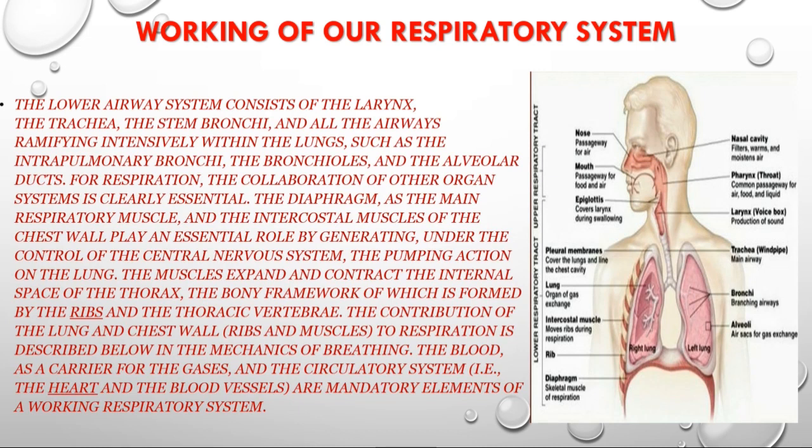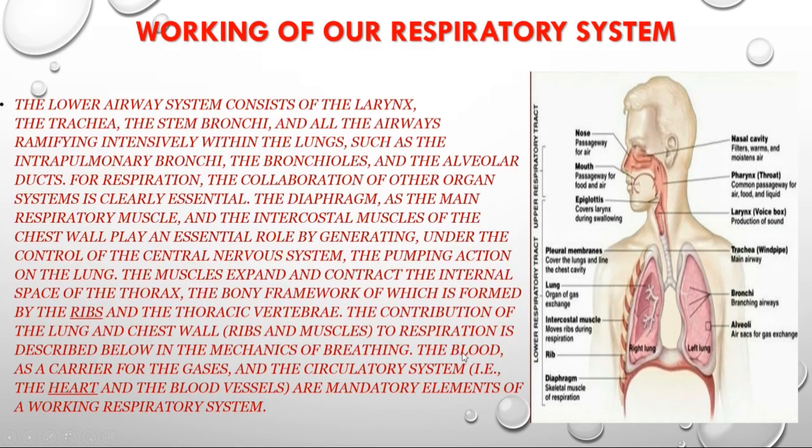The diaphragm is the main respiratory muscle, and all the intercostal muscles of the chest wall play an important and essential role under the control of the central nervous system, creating the pumping action on the lung. The muscles expand and contract the internal space of the thorax, and the bony framework of which is formed by the ribs and the thoracic vertebrae. The contribution of the lung, chest wall, ribs and muscles to respiration is described below.